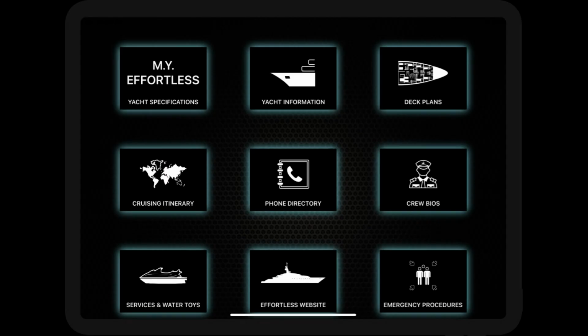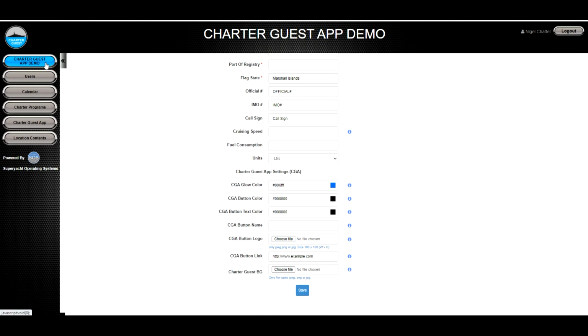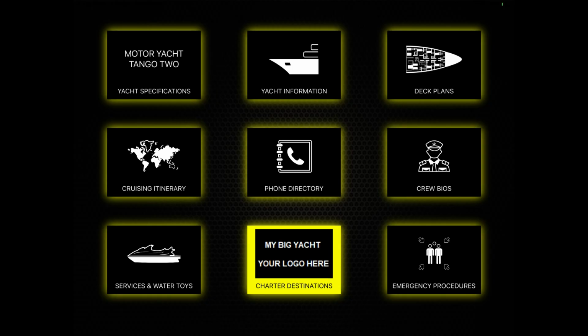The button glow color and the custom button settings can be changed from the yacht profile page in the web application. When you're finished adjusting these settings, click Save to update the changes to all the iPads.